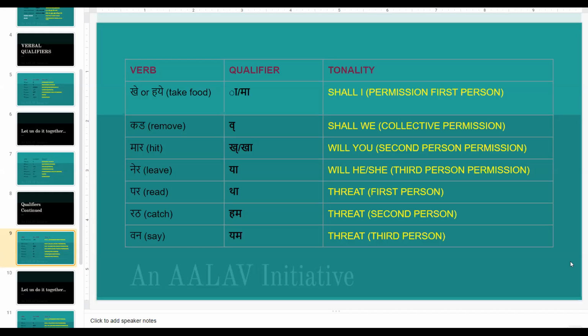Khek Rogan Josh. Khek. So will you have Rogan Josh? Khe is the verb. Khek Rogan Josh. Khekha Rogan Josh. Third person, khe Rogan Josh. Will he have Rogan Josh or will she have Rogan Josh? Will she have Rogan Josh? So yeah, khe is a third person permission.